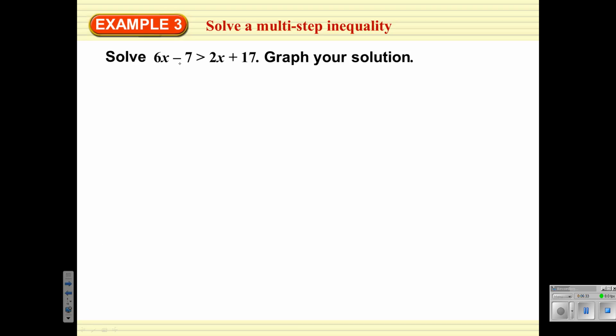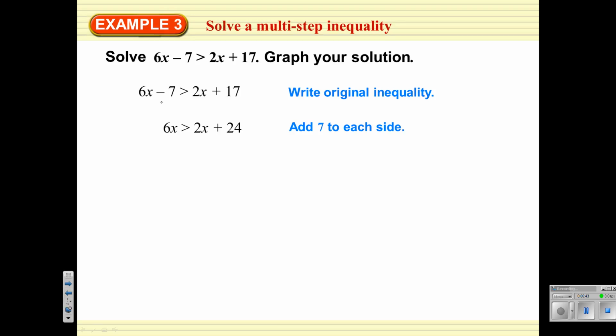All right, multi-step inequality with variables on both sides. First step, you could add 7 to both sides, getting our constants on one side. So we have 6x is greater than 2x plus 24. Now we need to get our x's to the same side, opposite of our constant. So we're going to subtract 2x from each side. So minus 2x minus 2x. We get 4x is greater than 24.